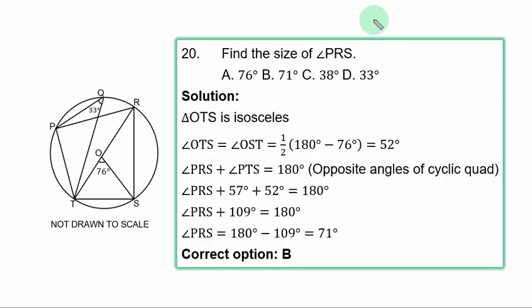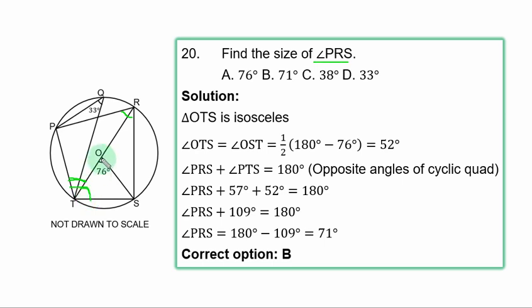Question 20. Find the value of angle PRS. That is this whole angle PRS. We can consider PRTS as a quadrilateral, and we have that the sum of opposite angles is supplementary, so we need this angle. Already this angle is 57 from question 19. So let's get this angle for us to have the complete angle PTS.